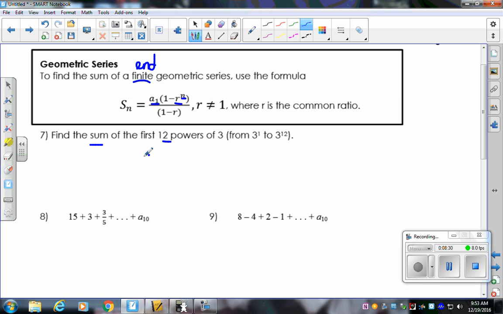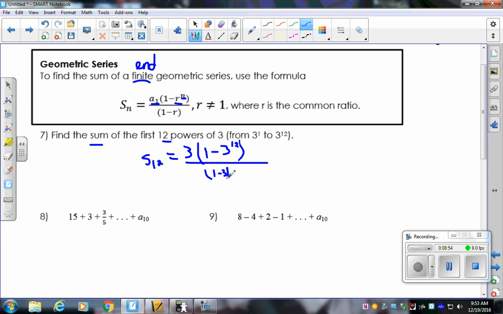Okay, so finding the sum of the first 12, S sub 12 equals the first number, 3, times 1 minus the ratio. Well, let's think about it. It's 3 to the first, 3 to the second, 3 to the third. So my ratio is 3 because I'm multiplying by one more power of 3 every time. And my n is 12, because there's 12 numbers in the pattern, divided by 1 minus the ratio, which is 1 minus 3.